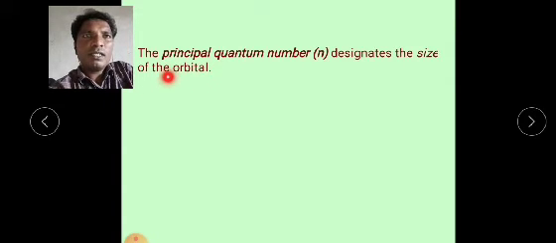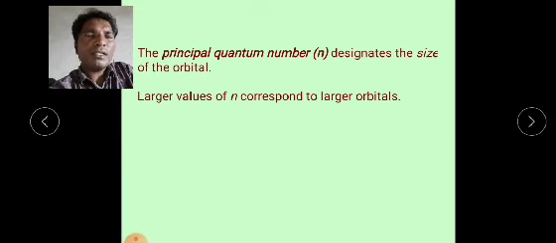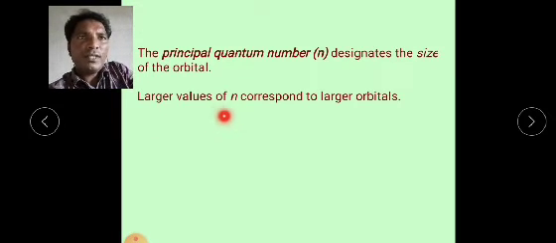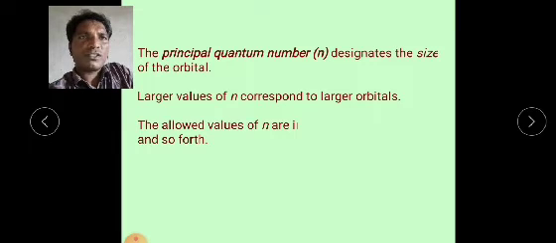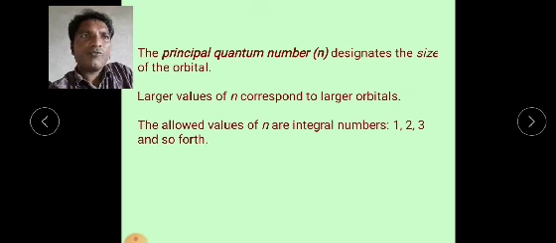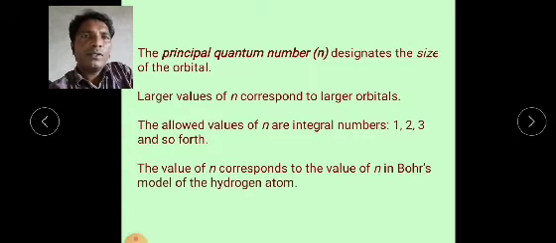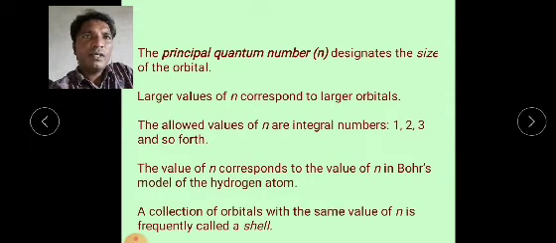First is the principal quantum number. This principal quantum number describes the size of an atomic orbital. Larger values of n correspond to larger orbitals. The allowed values of n are integral numbers, that is 1, 2, 3 and so on. The values of n correspond to the values of n in the Bohr model of the hydrogen atom. A collection of orbitals with the same value of n is frequently called a shell.